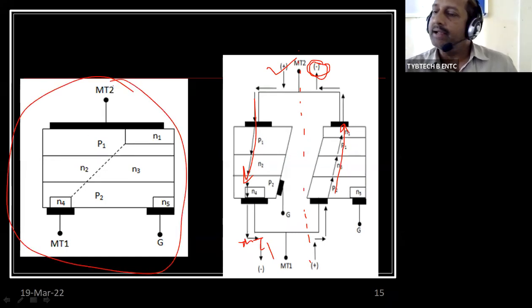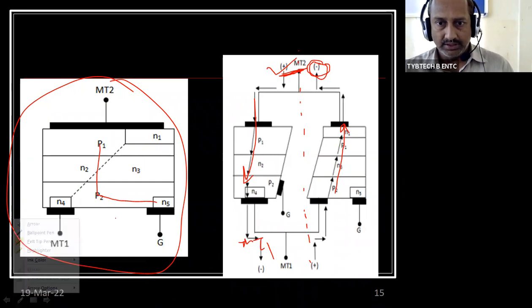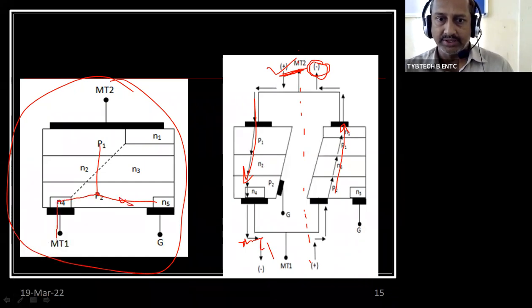So this particular diagram is the total 5-layer diagram, and this one is a working mode. In the first working mode, when MT2 is positive, through which layers the current is flowing may be asked in an MCQ question. So it will be P1, N2, P2, and N4, sorry, not this one, it is in this direction. In this way, the current is going to flow if the MT2 is positive.